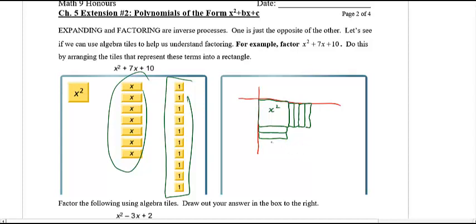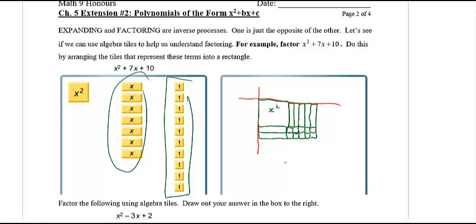Maybe I should take that one and move it over here. Let's see what happens now. There's still 7 of them, right? 5 and 2. And then now 1, 2, 3, 4, 5, 6, 7, 8, 9, 10. Perfect. This is the correct drawing.